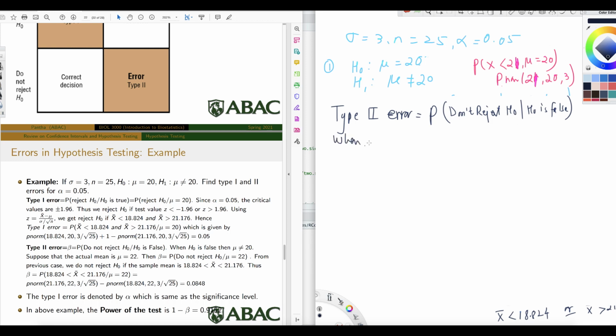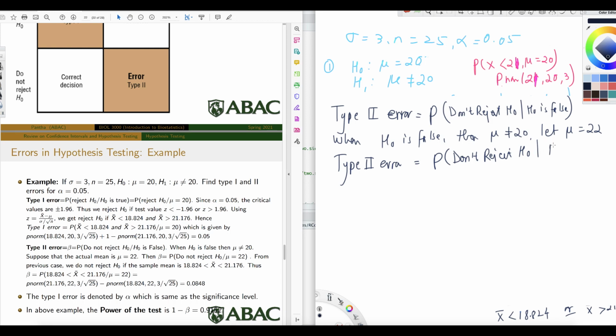Let me write that down: when H0 is false, then mu cannot be 20, right? Let mu equal 22. Then the type 2 error is equal to the probability of not rejecting H0 when mu equals 22, instead of 20. Now when do you not reject? We saw in the type 1 error that we reject if x bar is less than that or x bar is greater than 21.176. But we don't reject if G falls in the middle region, which means x bar is greater than that and x bar is less than that.